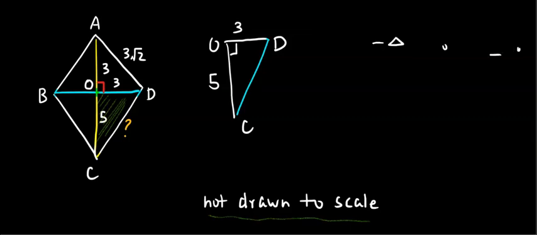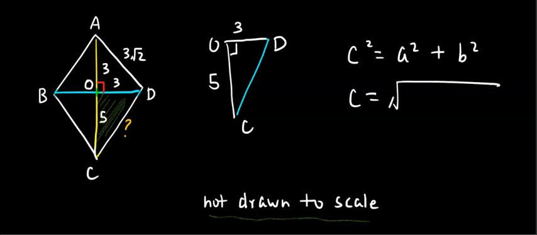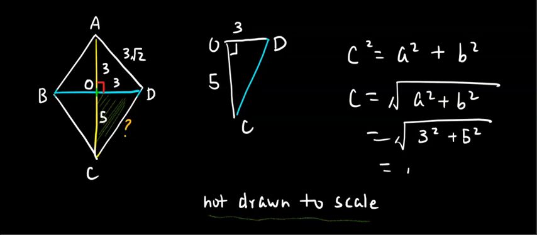Good. We're going to use the Pythagorean theorem. We're going to say CD, you're the longest side, so you're the C. So C squared is A squared plus B squared. We don't want a square, we want a square root. So the square root of A squared plus B squared. We're going to substitute. Our A is 3 squared. Our B is 5 squared. Let's see what we have. 3 squared is 9. 5 squared is 25. We have the square root of 34.